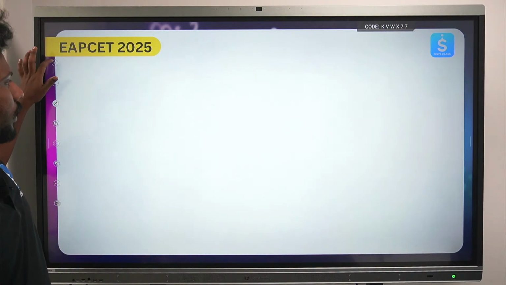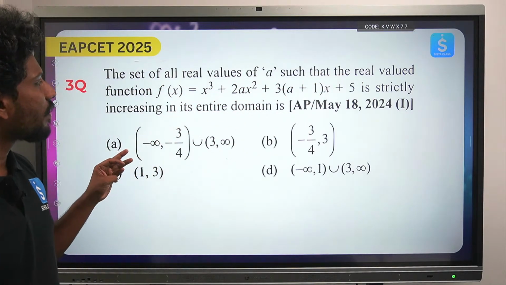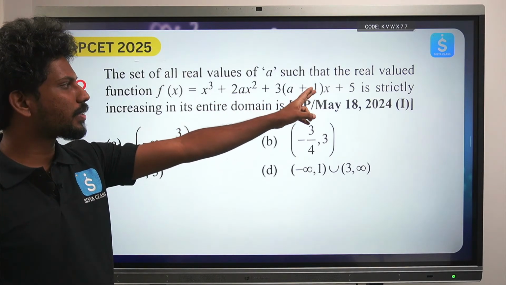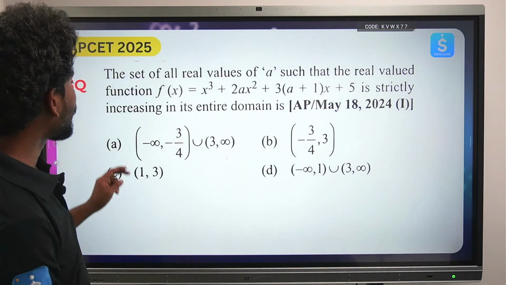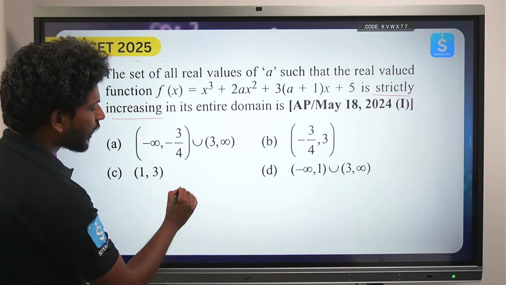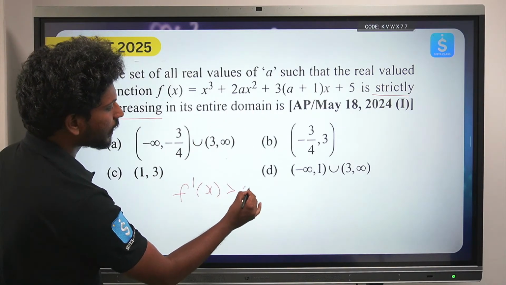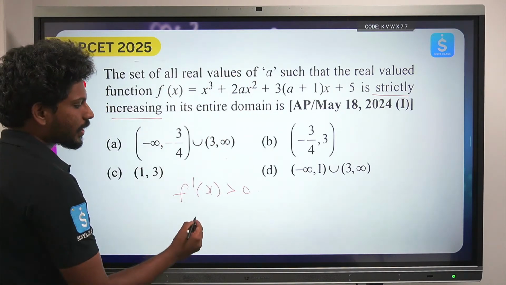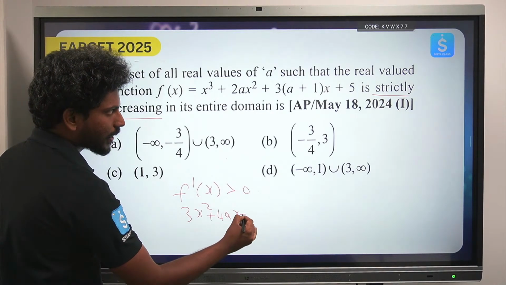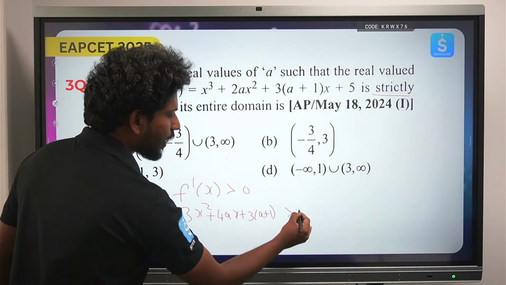All right. Okay, next. The set of real values of x for which the real valued function f of x equals x cube plus 2ax square plus 3 times (a plus 1) into x plus 5 is strictly increasing. Okay, when can you say the function is strictly increasing? When f dash of x is greater than 0. So what is the derivative of this? This is nothing but 3x square plus 4ax plus 3 times (a plus 1). So that will be greater than 0, right?